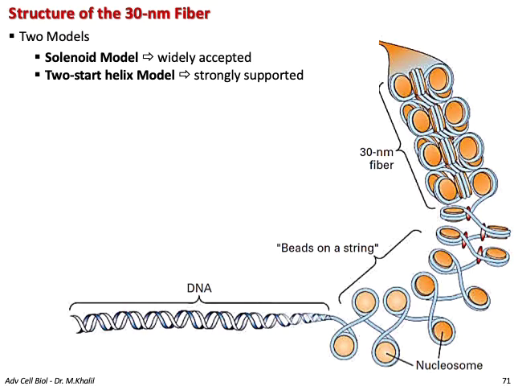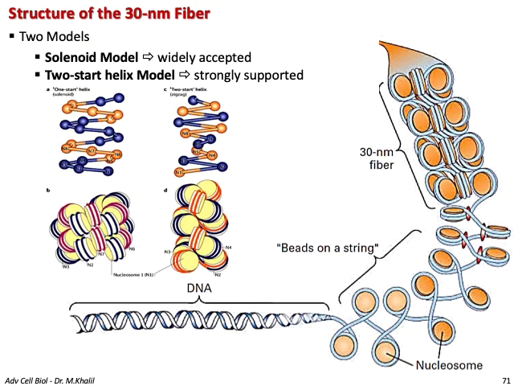There are 2 proposed models for the structure of the 30 nanometer fiber: the solenoid model and the 2-start helix model. The solenoid model is the widely accepted one, while the other is strongly supported. The first figure shows the solenoid model, while the other figure shows the 2-start helix. Actually, you can see that both of them look like a zigzag, but the 2-start helix model is a zigzag in different dimensions.